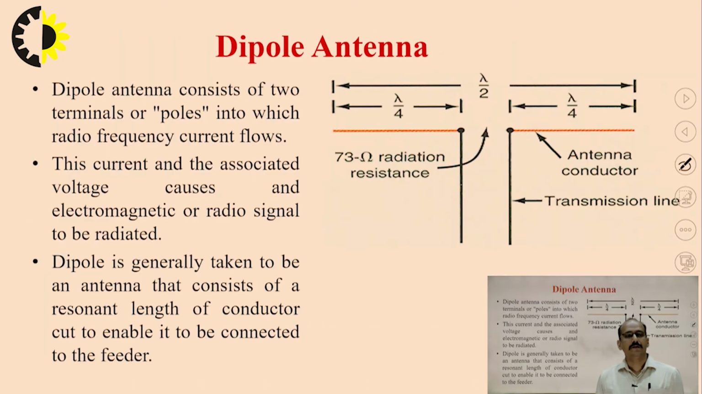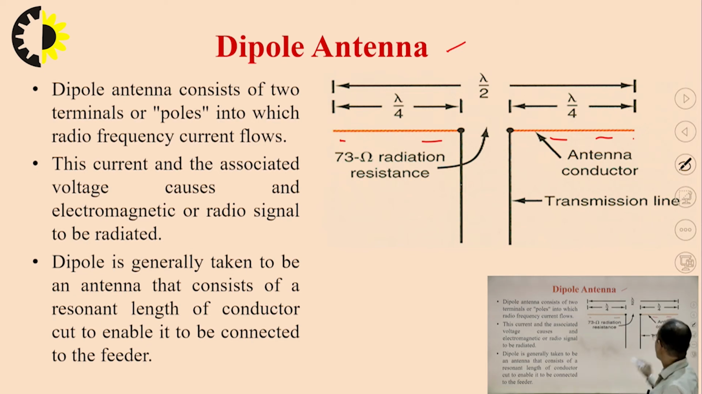Starting from the very first, the wire antenna. When we are talking about the wire antenna, we are starting from the dipole antenna. The dipole antenna is the simplest type of antenna of a communication system, and in this system we have two poles into which radio frequency current flows. You can see in this diagram, we have this conducting wire of lambda by 2 length.